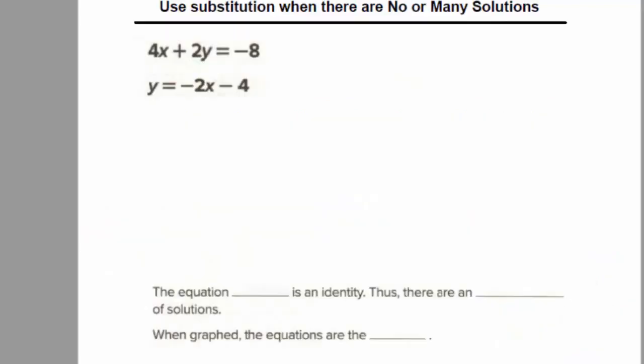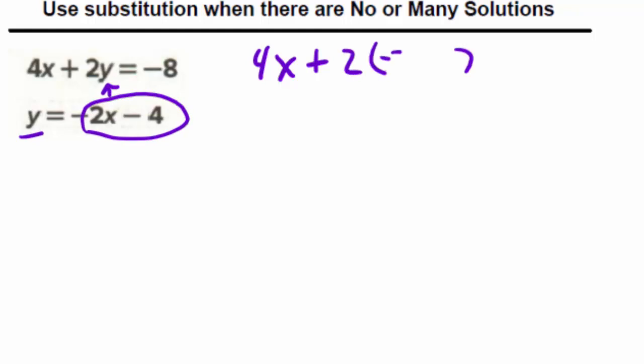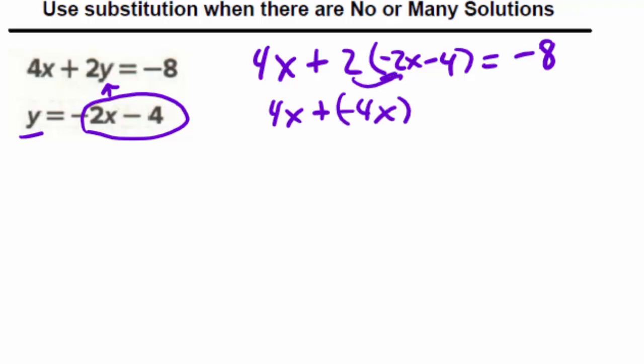All right, next example says to use substitution to solve when there are no or many solutions. As you can see, this one already has a y isolated, so I'm going to substitute that in. So I got 4x plus, and in place of this y, I'm going to put negative 2x plus 4. So 2 times the parentheses, negative 2x minus 4, that's actually minus 4, not plus 4, equals negative 8. Continue to solve, so I got 4x plus, now when I multiply I get negative 4x, and then 2 times the negative 4 is negative 8, equals negative 8.